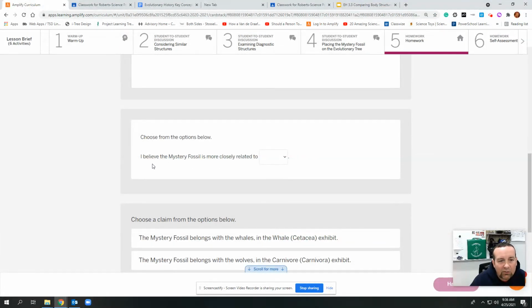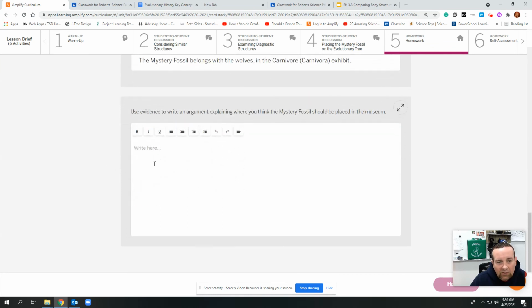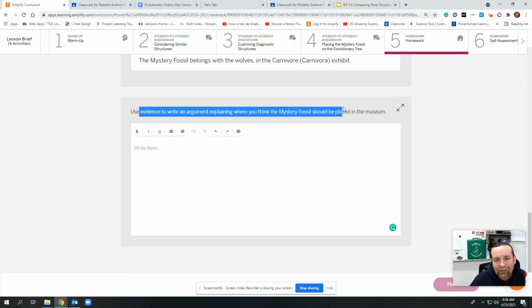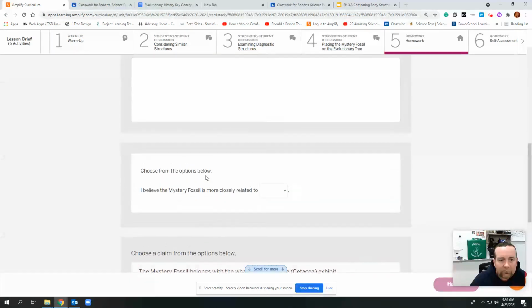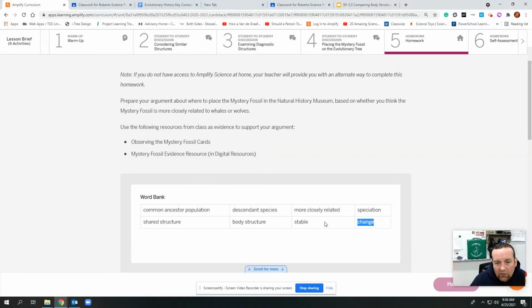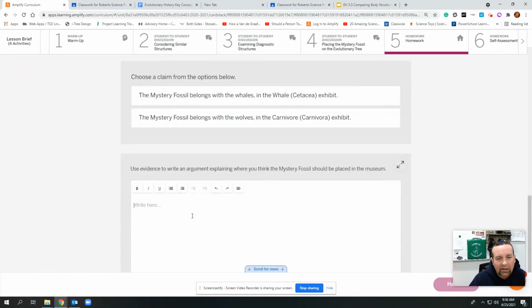And then choose from I believe the mystery fossil is most closely related to whales or wolves. Take your pick. And choose a claim. So you're going to place it in the museum. Now, here's where I want you to really focus your mental powers and energy. Use evidence to write an argument explaining where you think the mystery fossil should be placed in the museum. So write a really good, compelling argument. Try to use all of the words that are in this word bank here in your answer down here.